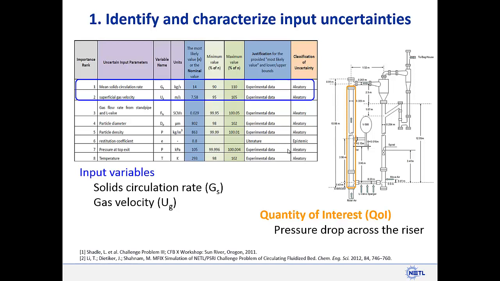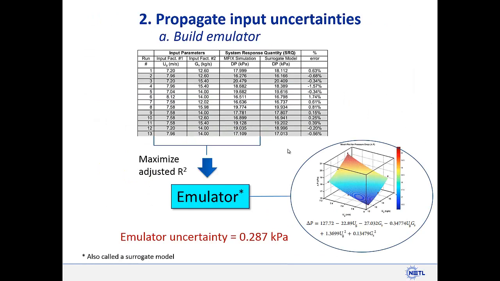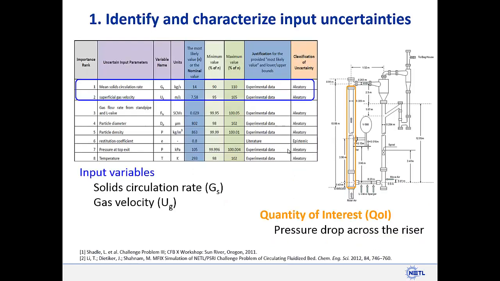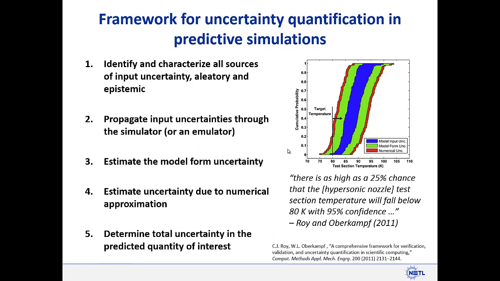So I'm going to show you those steps. It's sort of like a tutorial. These are the 5 steps. You do this for the validation simulation, and then you get the model form uncertainty, and then you use that in the predictive simulation and calculate the uncertainty. So that's the plan. So what do you have to do?